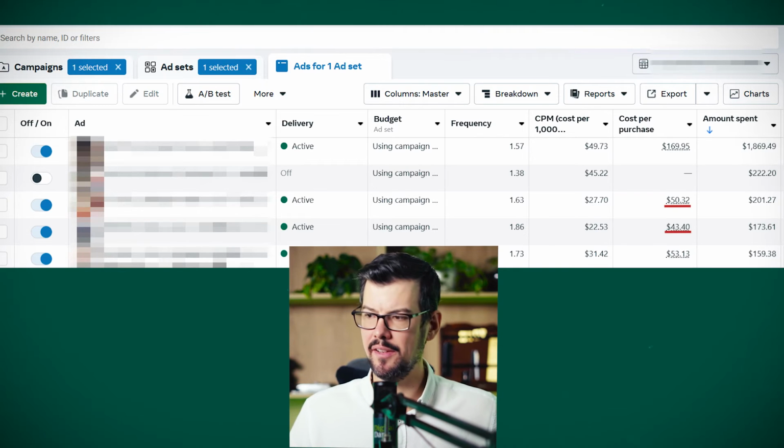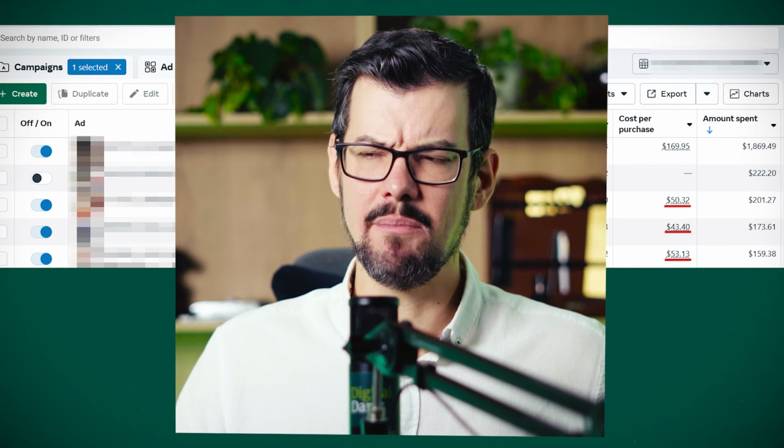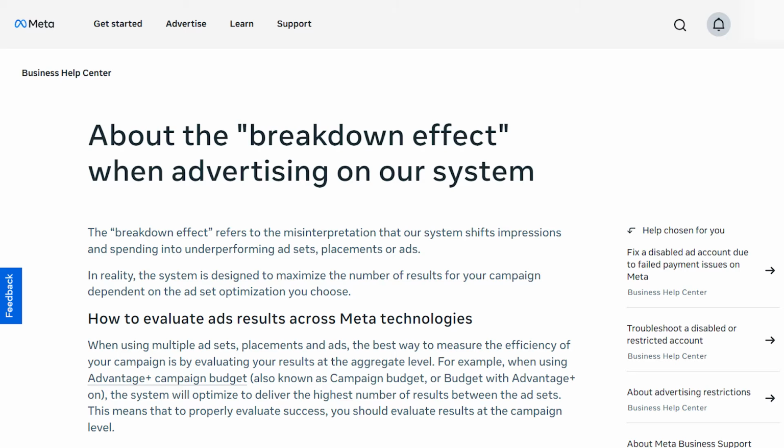Now look at these other ads from 7 days ago. $50, $43, $53 for their CPAs. Why aren't they spending more when they're getting customers for less? You might think this is a problem to solve, so you duplicate ad sets or move underperforming ads into new ad sets. Don't do that. Facebook already knows what will fall apart at scale. Meta calls this the breakdown effect. It's why Facebook throttles ads that look great at low spend, but crash when you give them more budget. That's why amount spent matters so much. It tells you what Facebook is backing with real dollars.